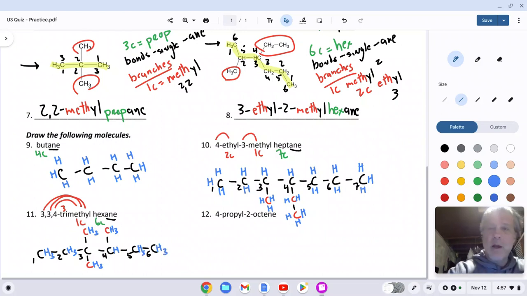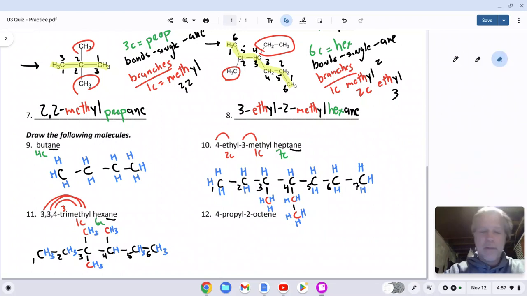Oh boy, I made a couple mistakes. Hopefully you caught them. So this should not be a 3. This should not be a 3. The rest of them are okay.